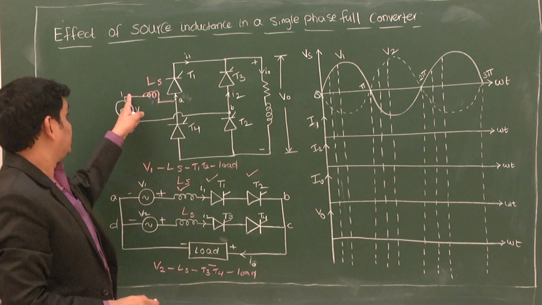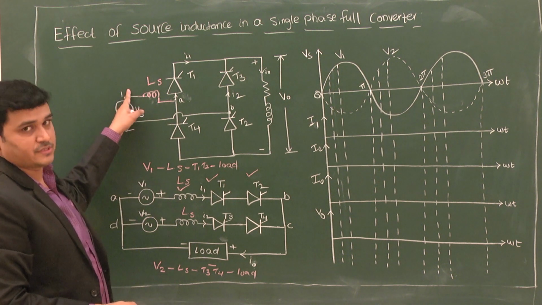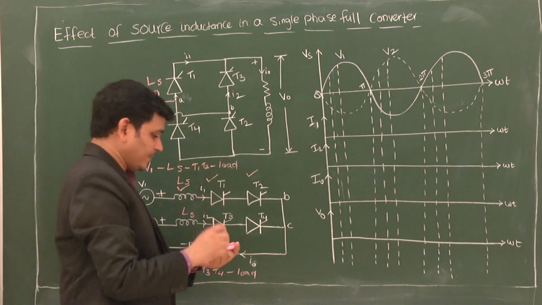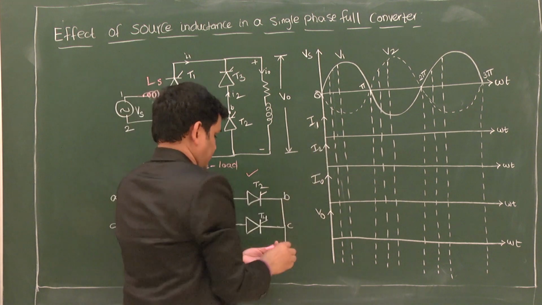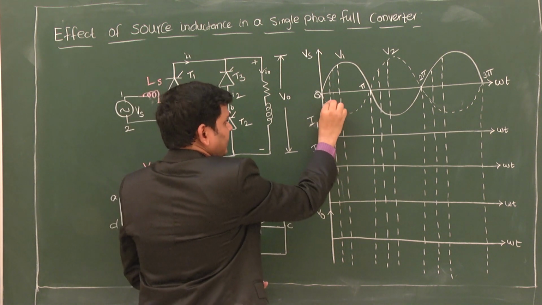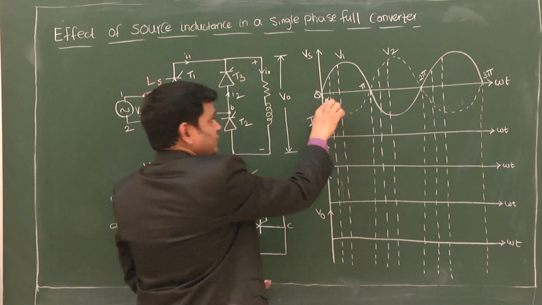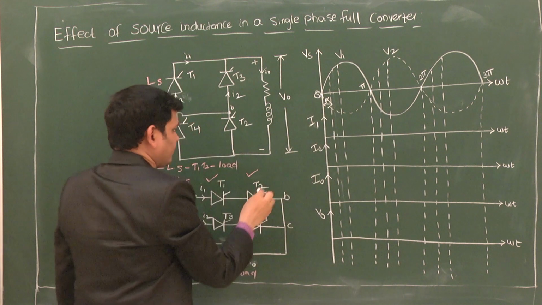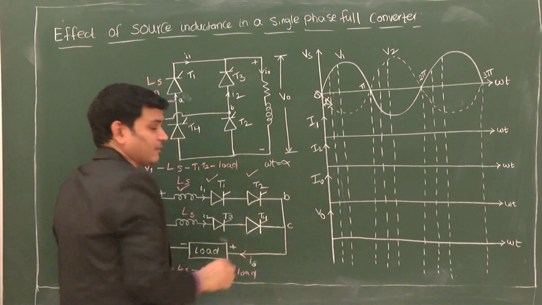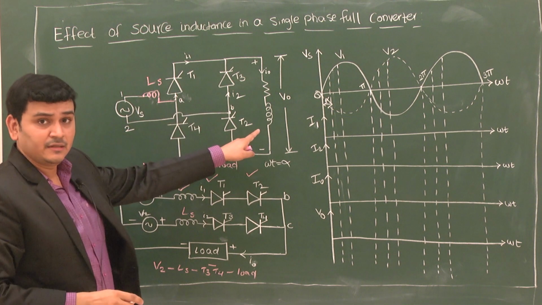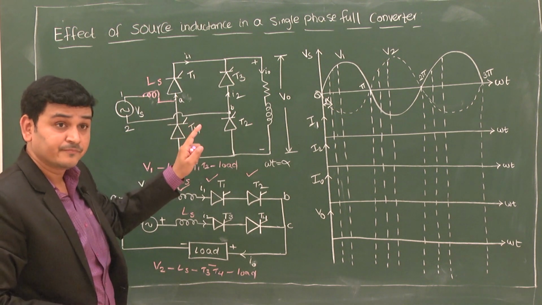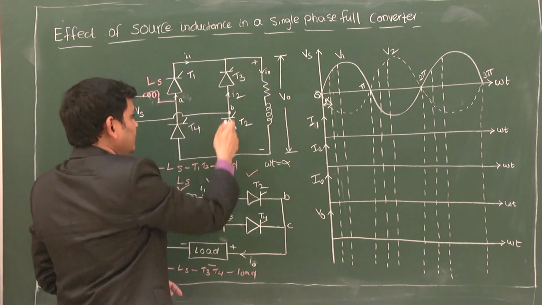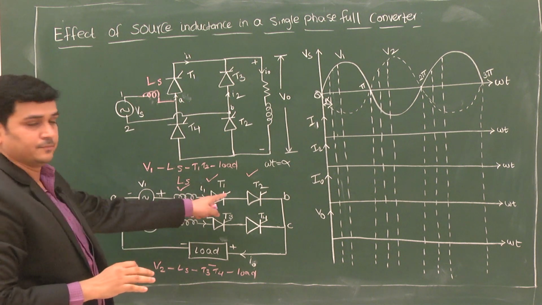So, I have drawn I1. I1 is when terminal 1 is positive. I2 is when terminal 2 is positive. Okay. So what happens is, this duration is the firing angle alpha. So at omega t equal to alpha, T1 and T2 are triggered, and the current starts flowing through T1, load, T2, as I already told.